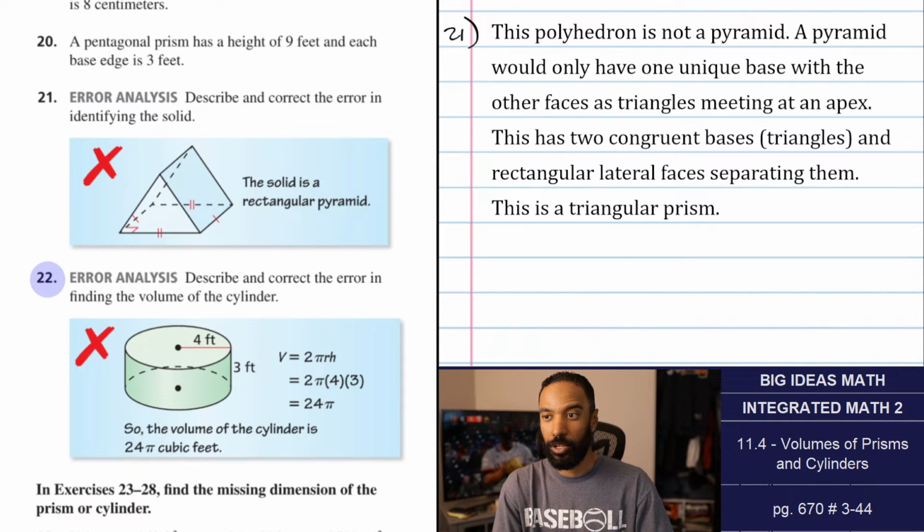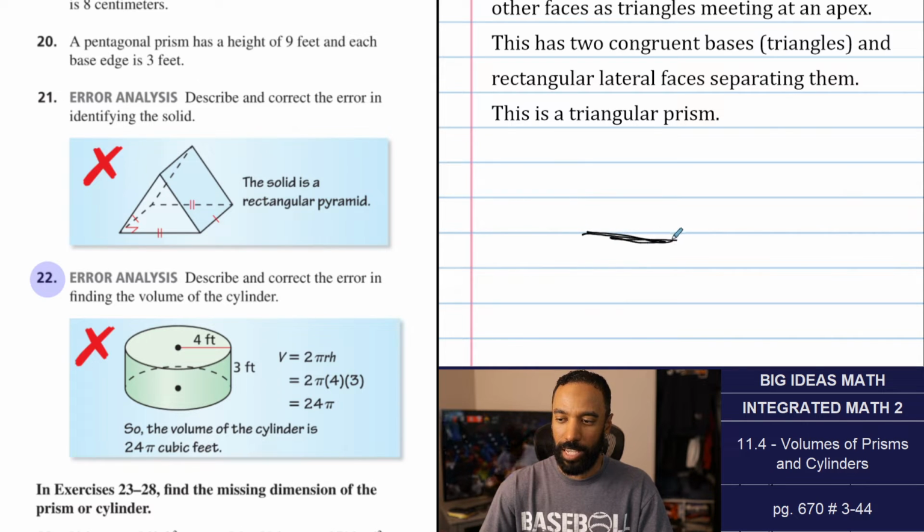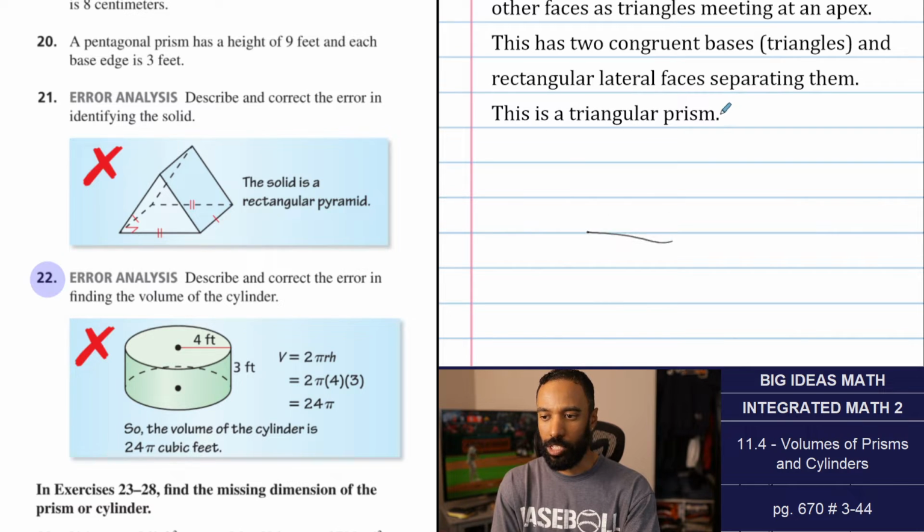By the way, a rectangular pyramid, I described it, but a rectangular pyramid would have had a rectangular base and then the triangles all meeting up at, say, some top point like that. So this would have been an example of a rectangular pyramid like that. Okay? That's a rectangular pyramid. Okay. Number 22.